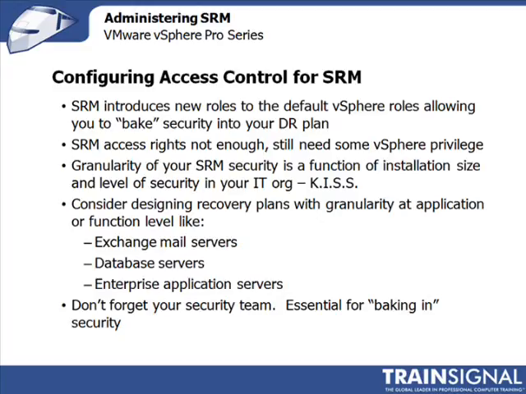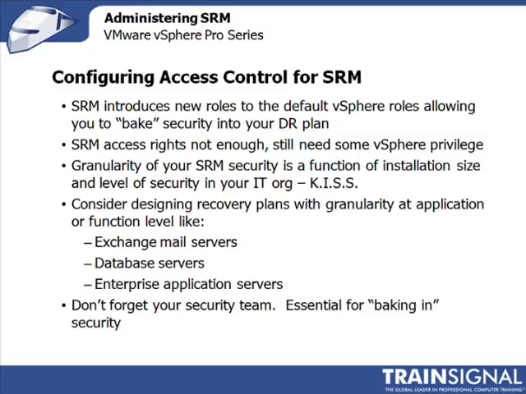Some ideas for common sense granularity of permissions might be creating specific recovery plans that map to specific IT functional groups or application groups. A good example would be an Exchange mail system or a database server system with many different servers and databases or file servers. Enterprise applications that are critical to your organization are a key candidate for protection with SRM, and therefore encapsulating all their servers within a single recovery plan would be a wise way to go.